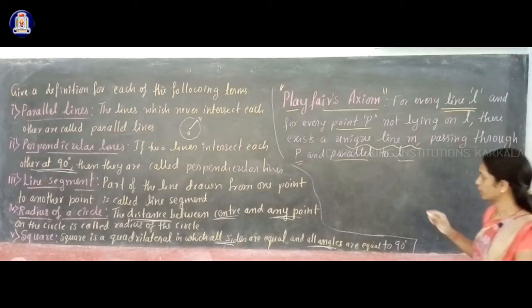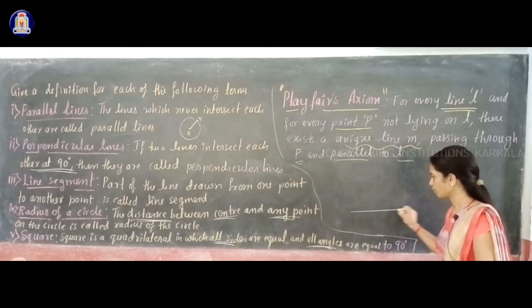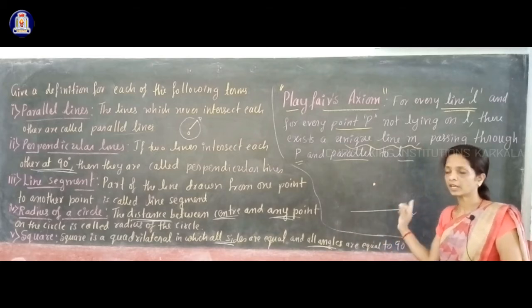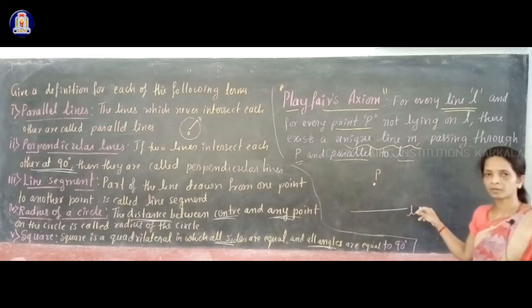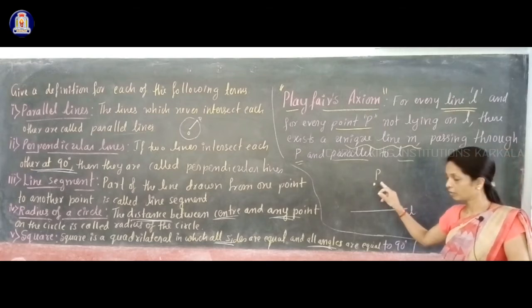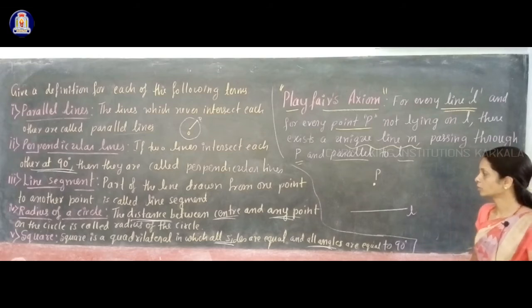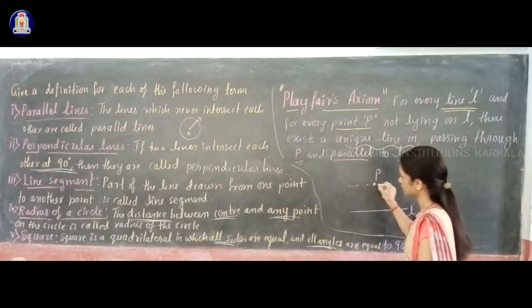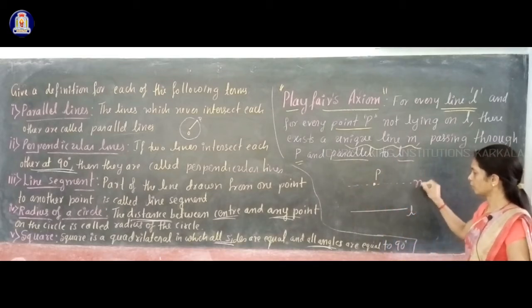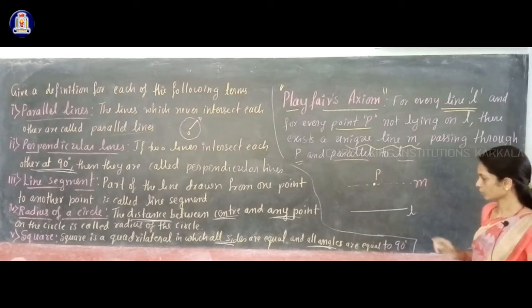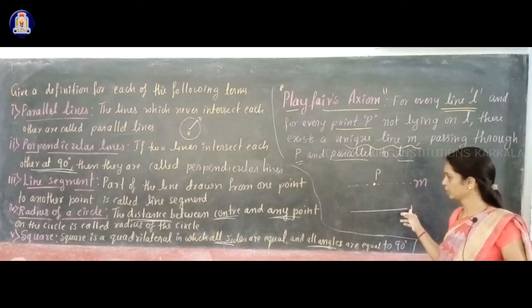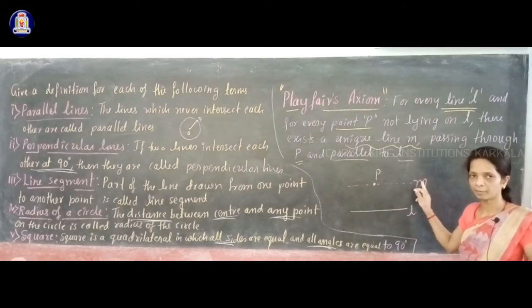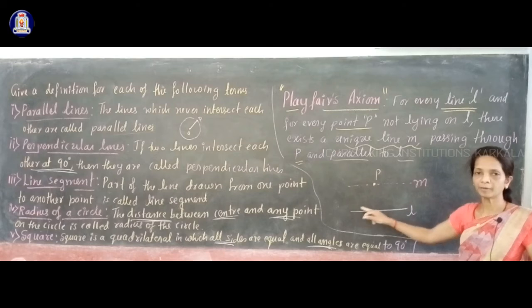I will show you by using a figure. You have one line L and you take one point P which is not lying on the line L, any point P. For every line L and for every point P not lying on the line L, you have a unique line M which is passing through the point P and parallel to L.